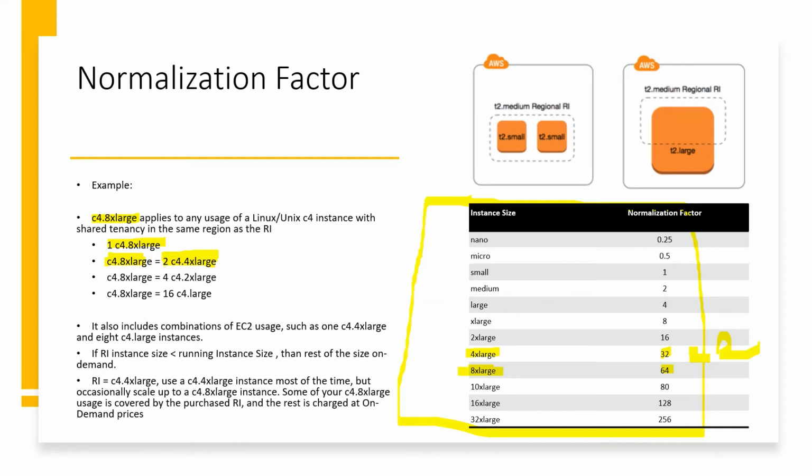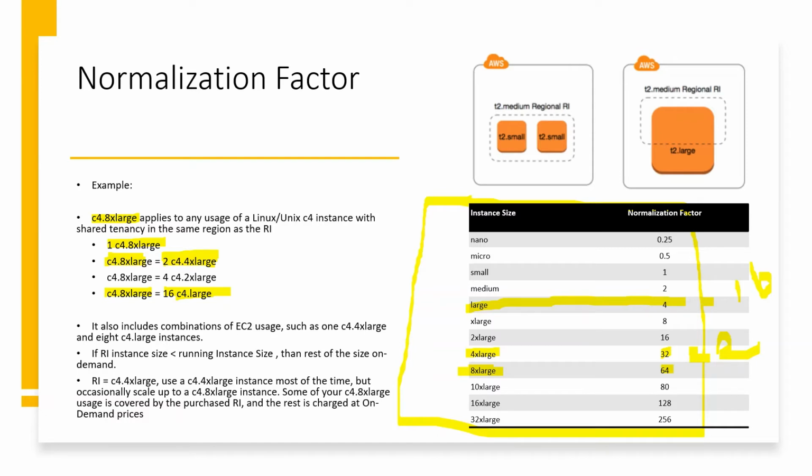So that's the conversion factor. That normalization table helps in normalizing one instance type into another instance type within the same family. If we take C4 large, the normalization factor is 4. So 64 divided by 4 is 16, and 16 C4 large is equal to 1 C4.8x large.